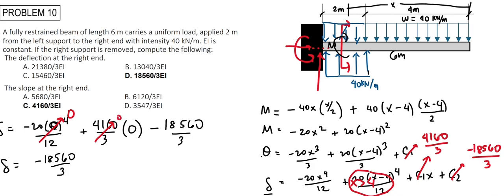So all of these expressions are divided by the flexural rigidity to get the deflection that is equal to negative 18,560 over 3 over EI. And since the value is negative, therefore the deflection of this beam is downwards.